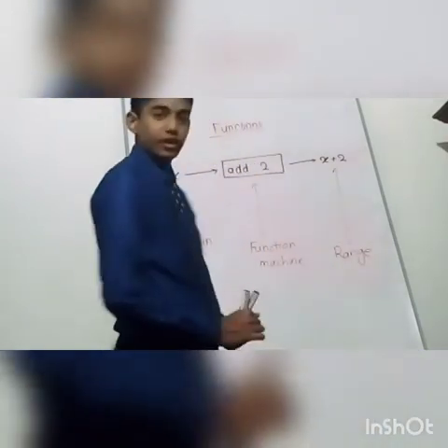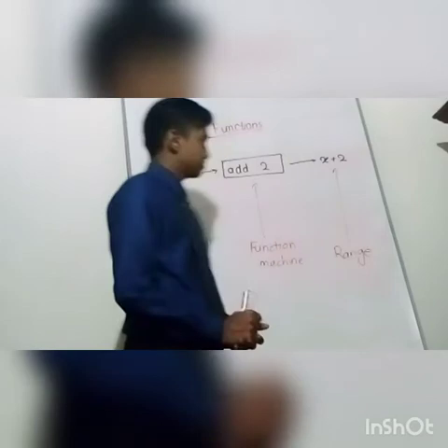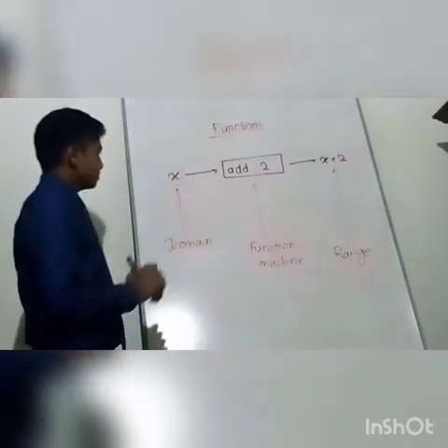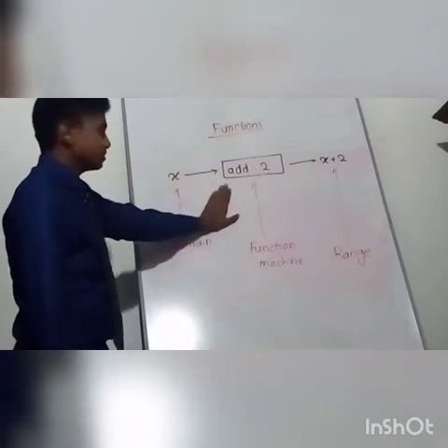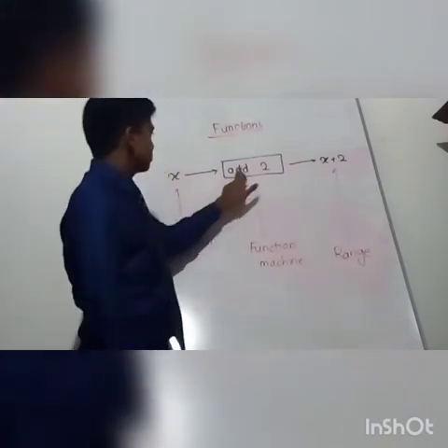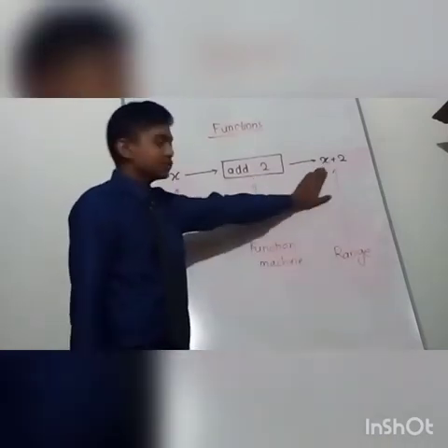So without going for any explanation, let's go for our explanations. This is a simple function. We put x through a mystery machine to add 2 to it, and we get x plus 2.